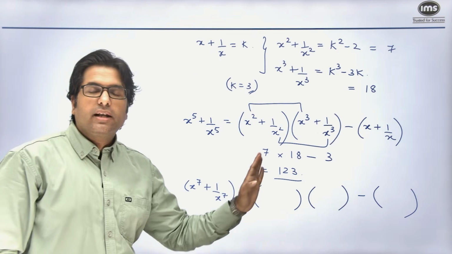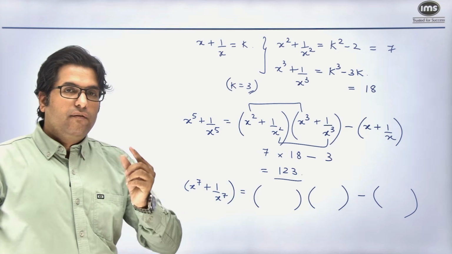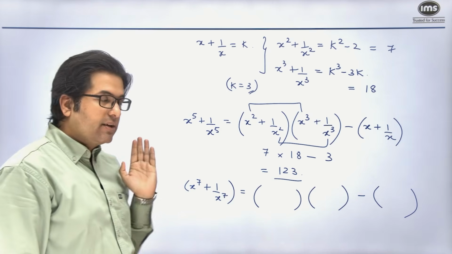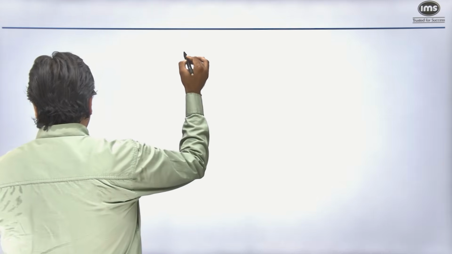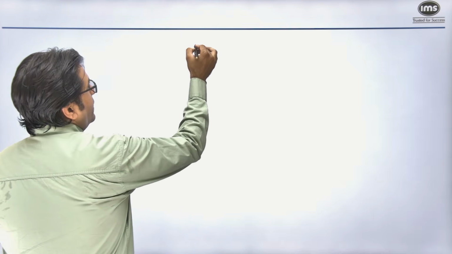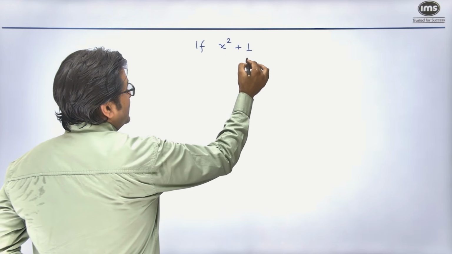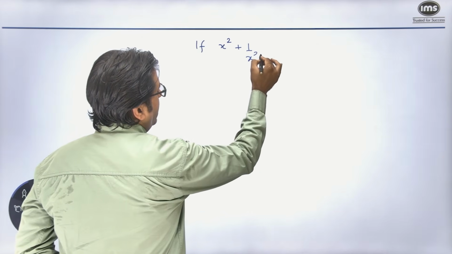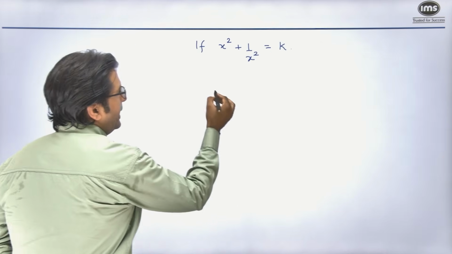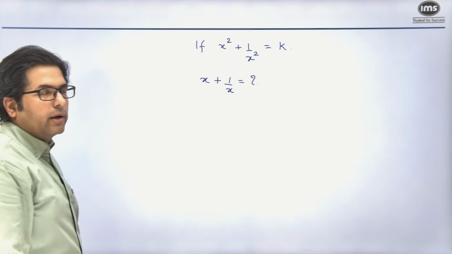So this is something that we have understood in terms of calculating higher powers when the basic expression of x plus 1 by x is given, correct? Now we move ahead and do the reverse. What do you mean reverse? Suppose we are given x plus 1 by x as a requirement rather than the given data. So if x square plus 1 by x square is given to us as k, and now we are required to calculate x plus 1 by x, how do we go about it?